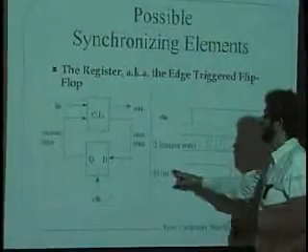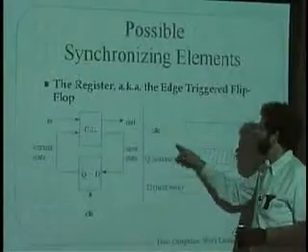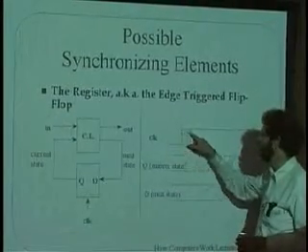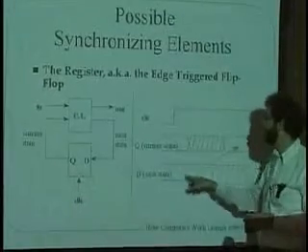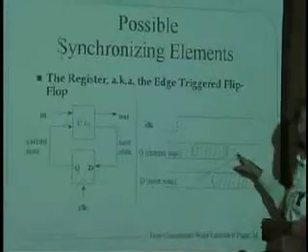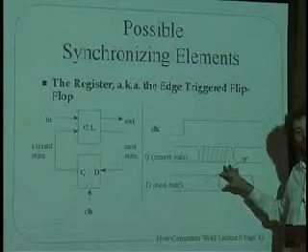Okay, now, how does it work? Well, we talked about this before. If D is going to be the next state, then when the clock goes from low to high, Q changes from whatever old current state it had to whatever the next state is over here.